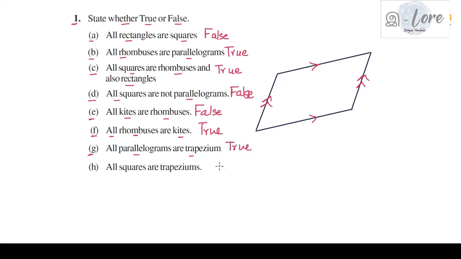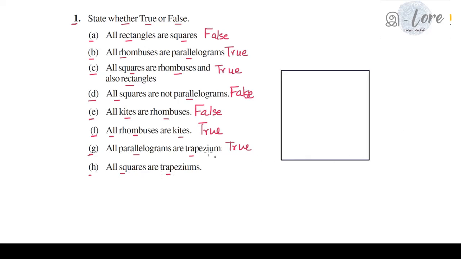All parallelograms are trapeziums. And finally, let's go to statement H, which says all squares are trapeziums. So a square is a parallelogram, and we just saw in the previous statement that all parallelograms are trapeziums. So all squares must also be trapeziums. Specifically, because in a square we have both pairs of sides being parallel to each other, we can see that a square is also a trapezium. So statement H is also true. And this completes question number 1.